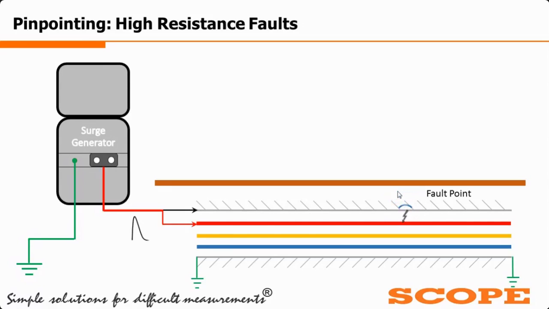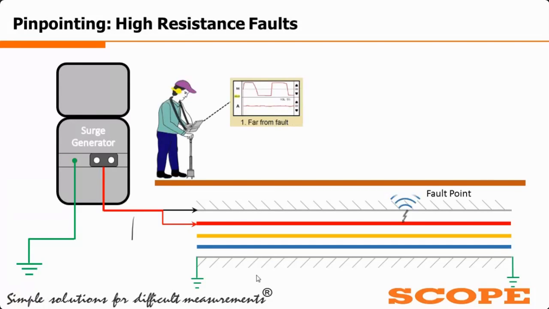Now we will detect this magnetic field and this acoustic sound at the fault point, so that we are plotting these two signals at the pinpointing receiver. So here you can see that it will show the magnetic graph and the acoustic graph.